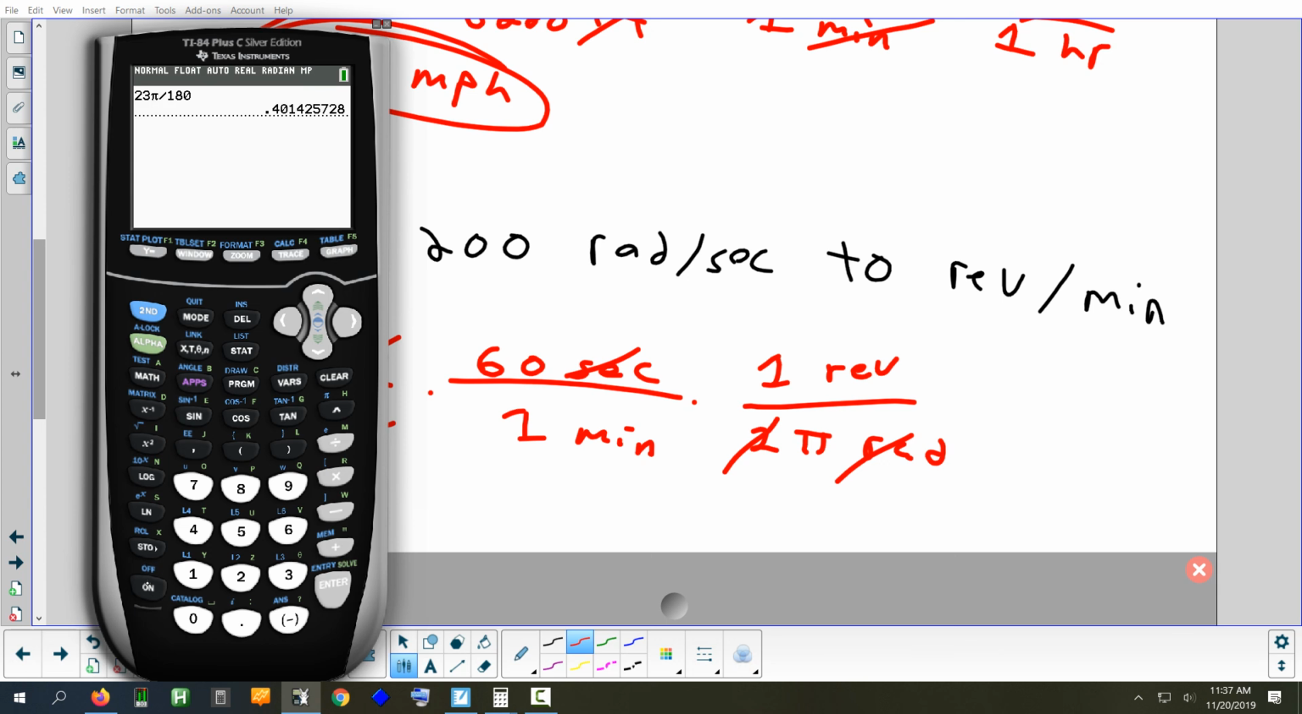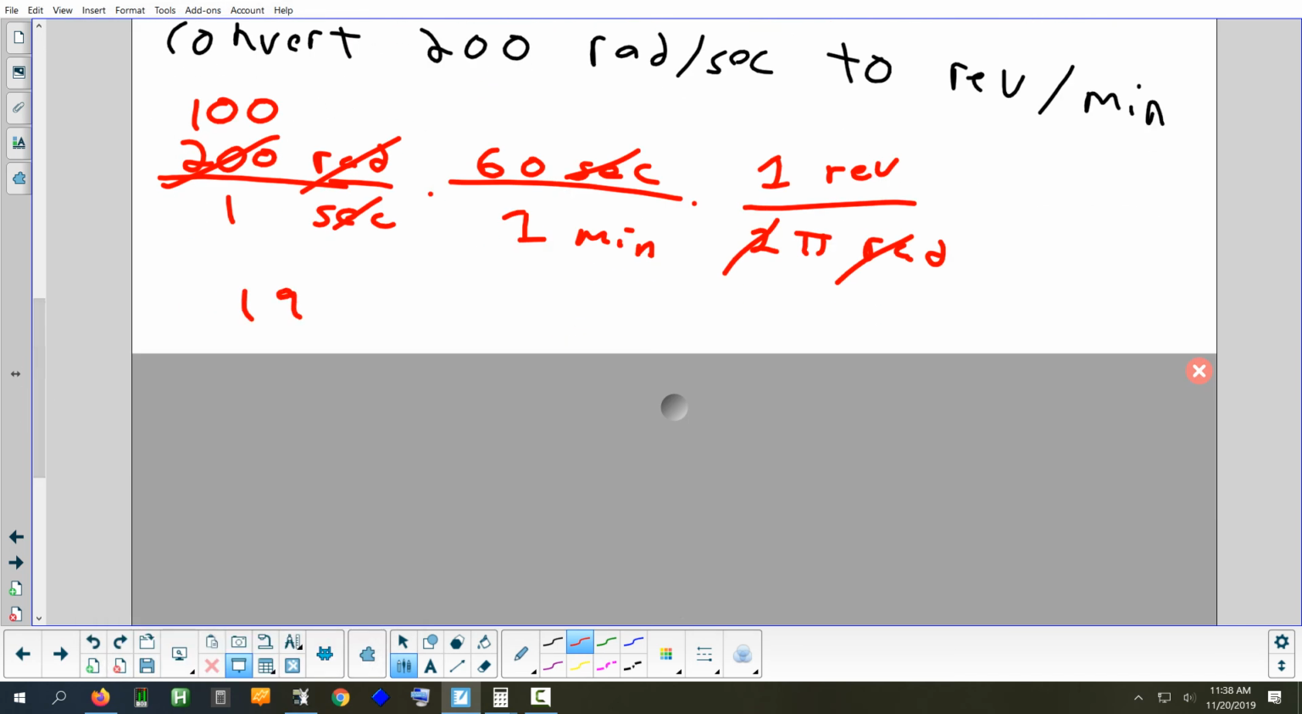6,000 divided by pi. It's about 1900 maybe? 1909. So we'll go 1909.9. That was the unit, revolutions per minute.